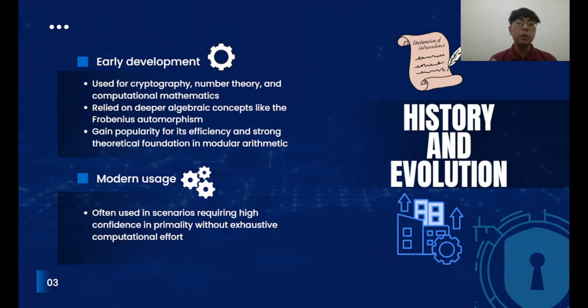Okay, for the early development, used for cryptography, number theory, and computational mathematics. Rely on deeper algebraic concepts like Frobenius automorphism. Gained popularity for its efficiency and strong theoretical foundation in modular arithmetic. For the modern use, it is often used in scenarios requiring high confidence in primality without exhaustive computational effort.